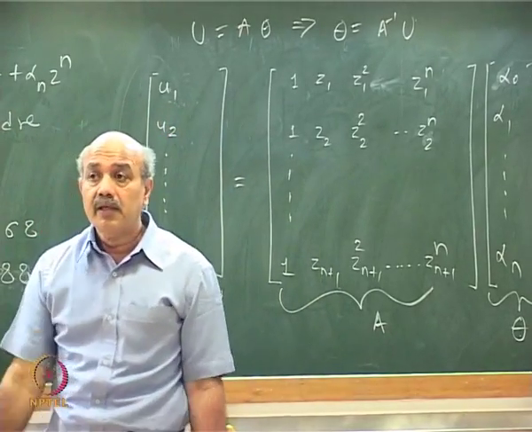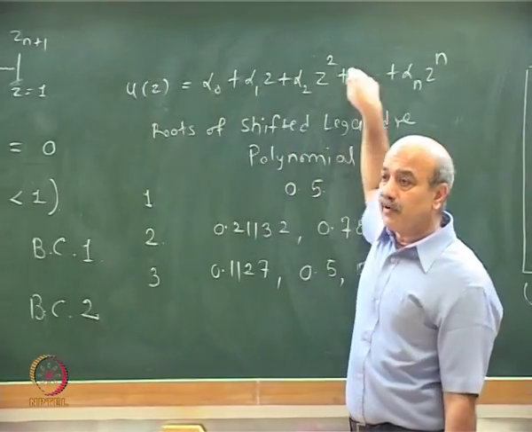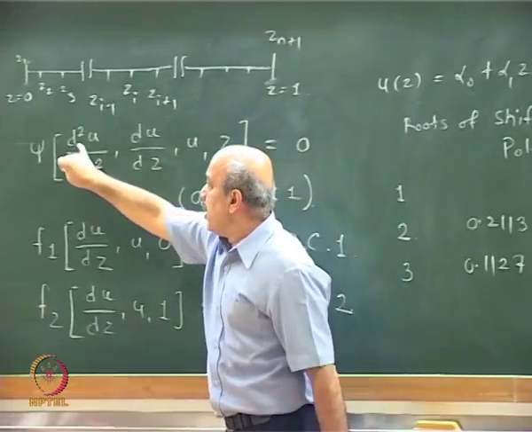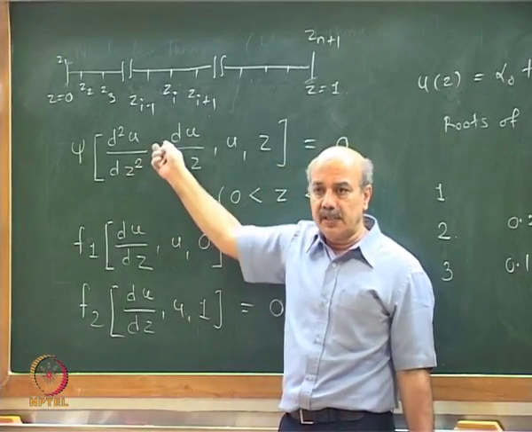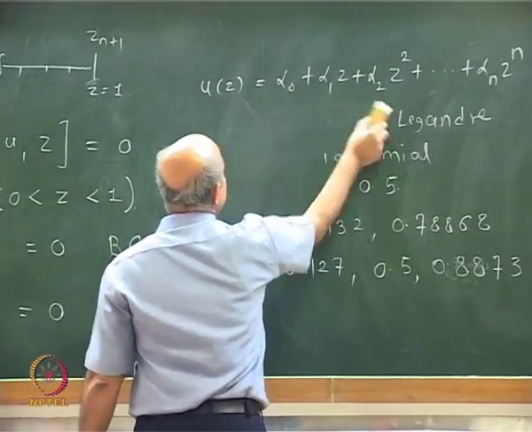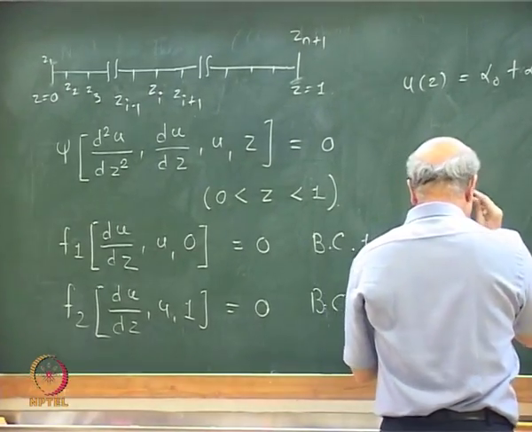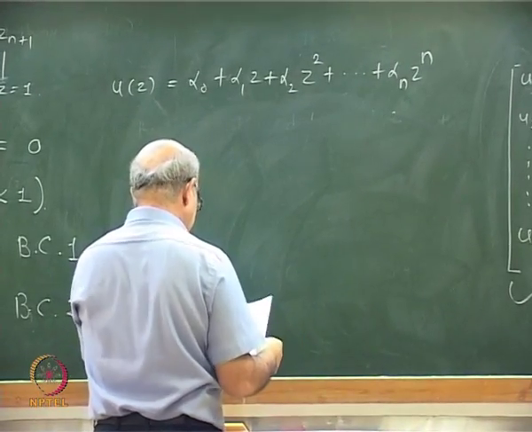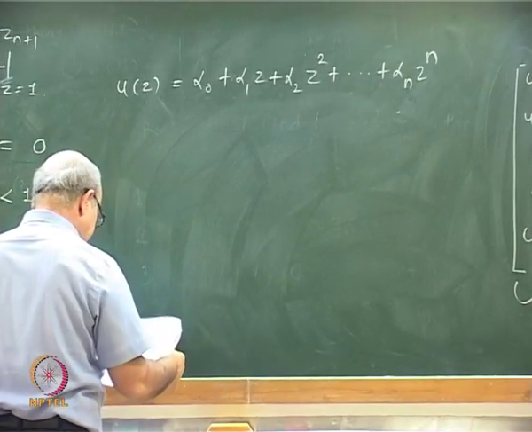Next, we need derivatives of this function to be evaluated. In this equation you have d2u by dz square and du by dz, so I need these two derivatives evaluated. In the last class I derived this expression. Just to recall, I will not derive it again, I'll just write the expression.